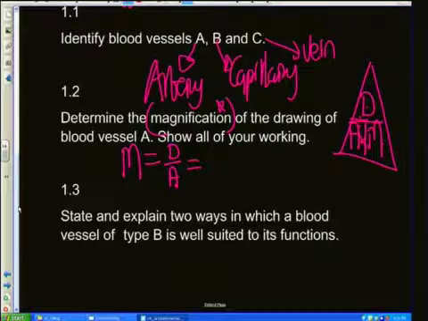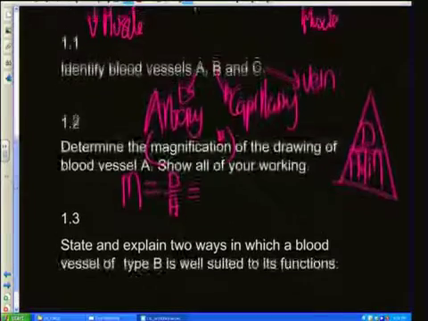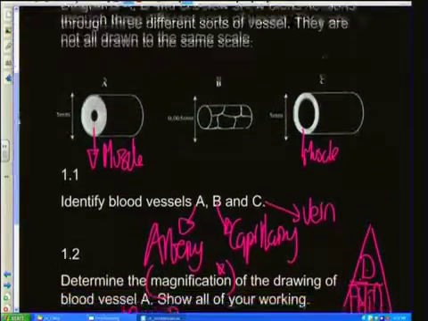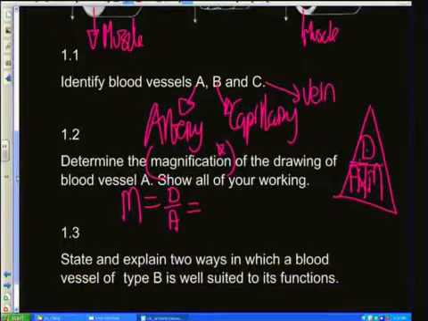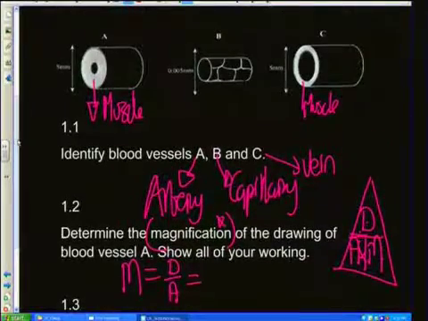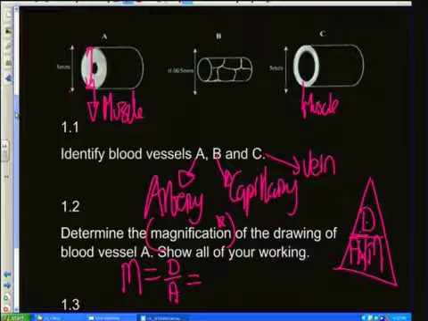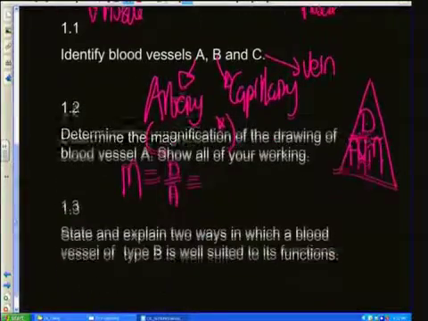What is my drawing size? Read the question. They are not all drawn to the same scale. What is my drawing size? Now I know what you do. You take your ruler and you measure. Can you see there? That one, you take your ruler and you measure that distance. Now as a clue, seeing as here it is in millimeters, stick to millimeters. So what's my drawing size?